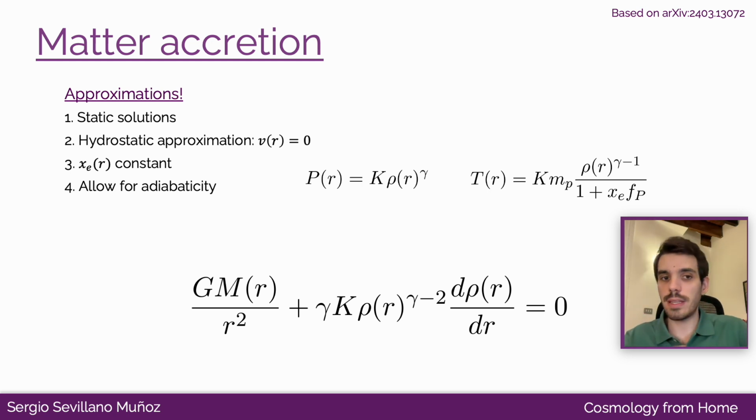Also, we are going to assume that the ionization fraction is constant in space. Now, of course, this is not true. It's going to change the ionization fraction once you start going inside the EDO. But we are going to do that for the meantime, and then account for this after. And finally, we are also going to allow for adiabaticity.